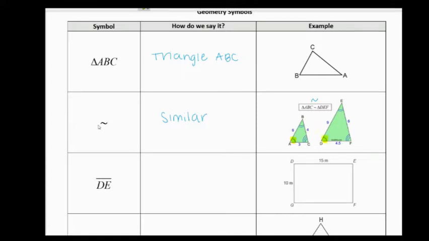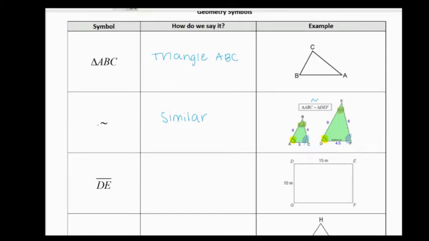So notice how A and D both have 1 marking on them, so they're going to be congruent angles. And then we have angle B and angle E, which have 2 markings. They'll be congruent. And then our last pair of angles in this are C and F, and those all have 3 markings. Those ones will be corresponding and congruent.